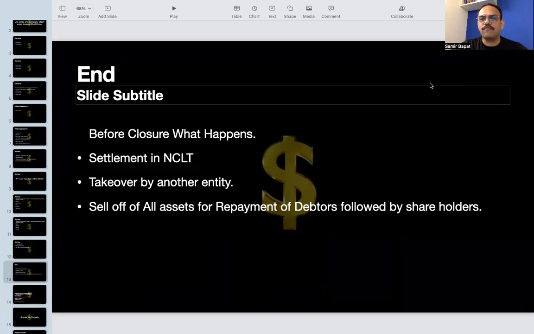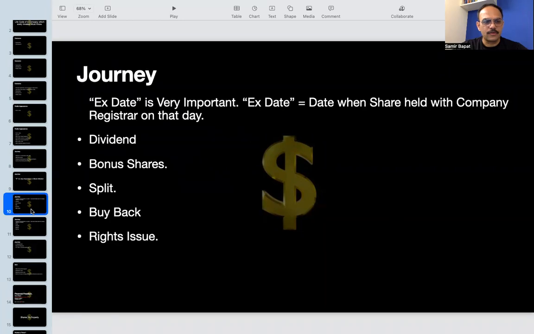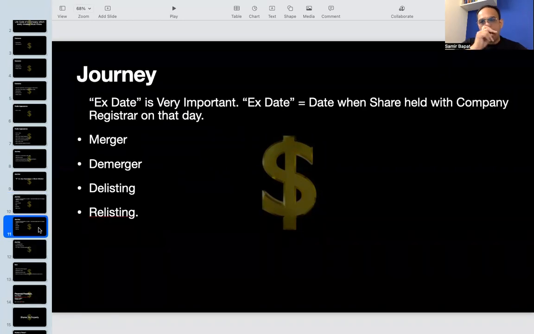Sir, usually during delisting, why are there various upper circuits and lower circuits, as you mentioned? There's a lot of volatility. So should we take participation in those?